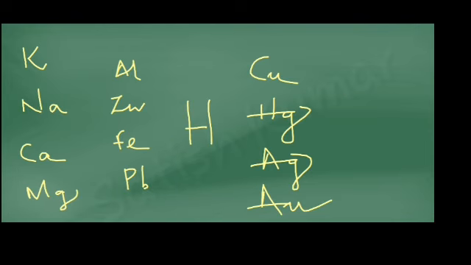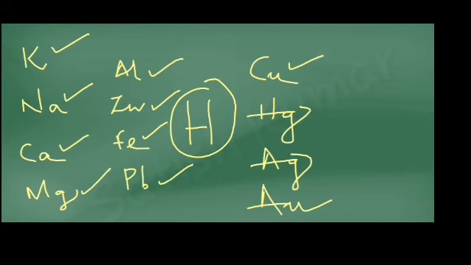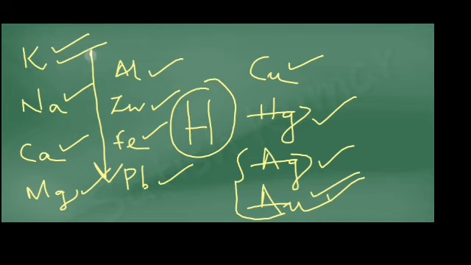We have some materials and I want to give you the activity series. This is the activity series in which potassium is highly active. After that sodium, calcium, magnesium, aluminum, zinc, iron, plumbum, hydrogen, and then copper, mercury, silver and gold. It means potassium is highly active and gold is least active. These are not active materials. The activity decreases from top to bottom and increases from bottom to top.